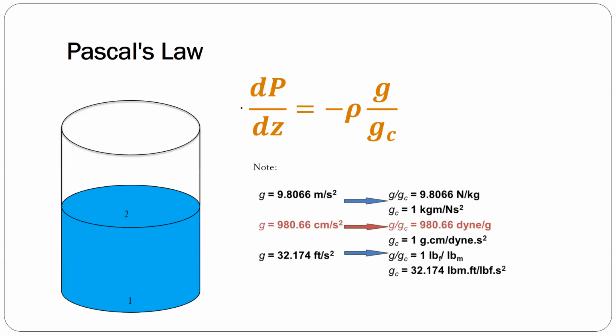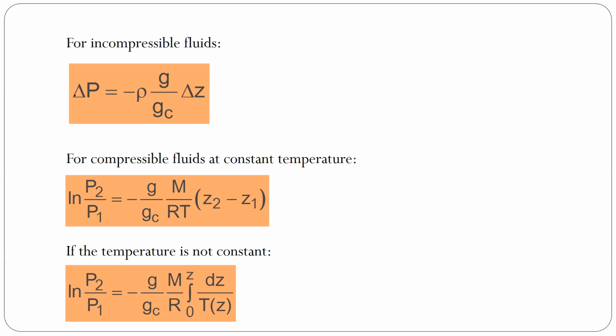So let's take a look. The reason is that if you're going to solve this differential equation and rho is constant because it's incompressible, g over gc is also constant, all you have to do is integrate dP and dz and it will become delta P and delta z. Okay, what if the fluid is compressible? Let's say air in the atmosphere is fairly not incompressible.